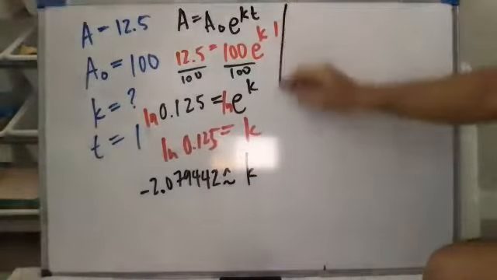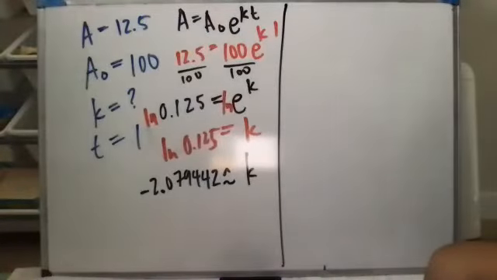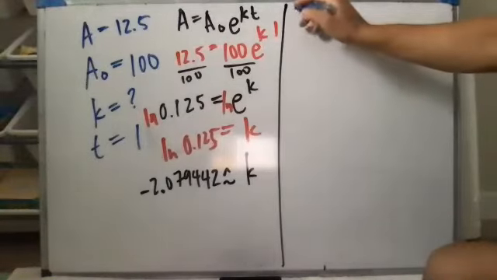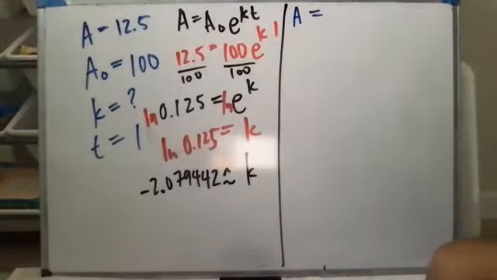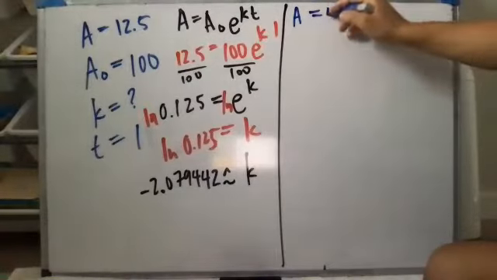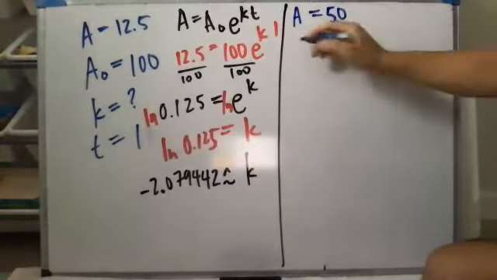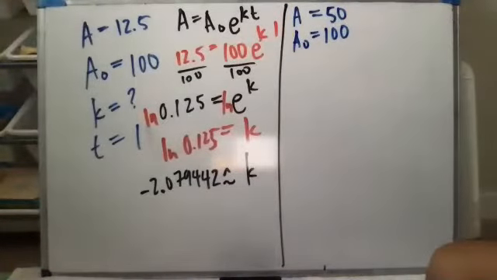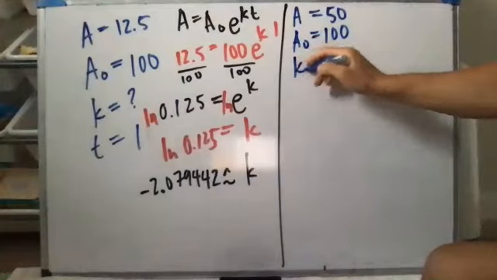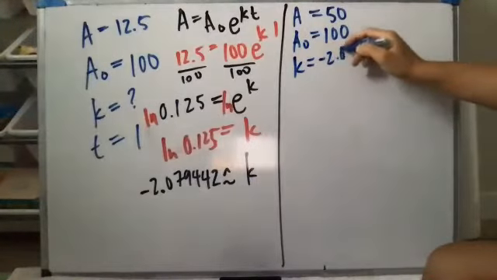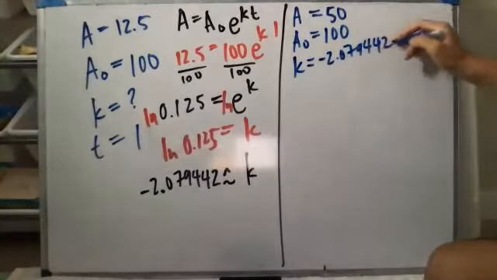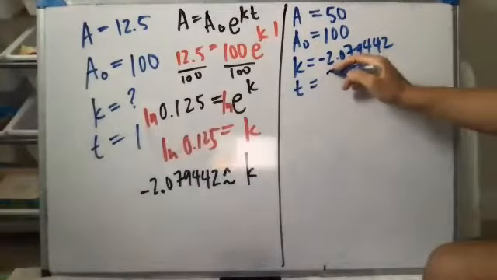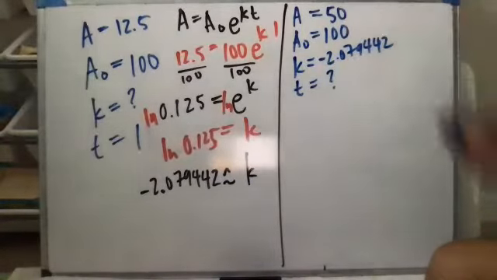The question did not ask for the rate. It asked for the time, the half-life. How much time does it take for a substance to half? Well, that means, okay, let's write our variables again. How do I get from starting position to a half? A half would be 50, right? A naught, if I'm starting from 100, a half would be just half of that, so 50. K I know now is negative 2.079442. And time is what I'm trying to figure out. How long does it take to reach from 100, exactly half of that?